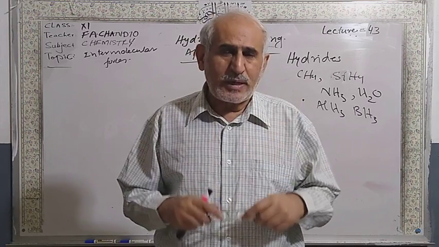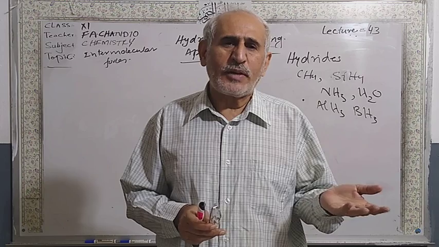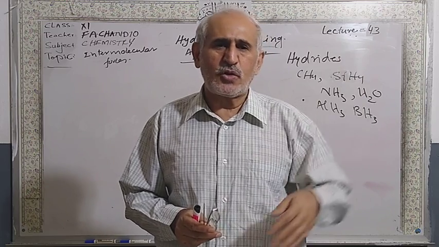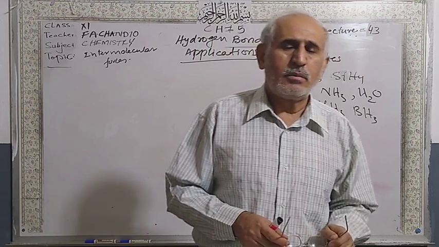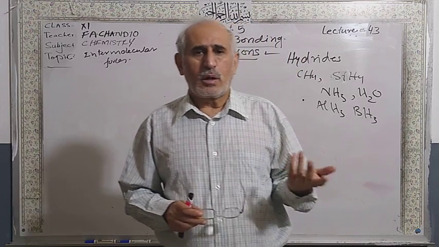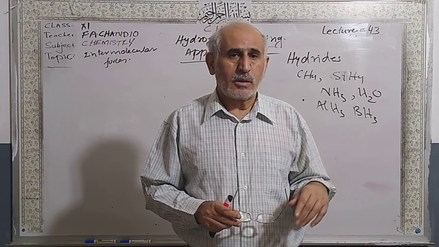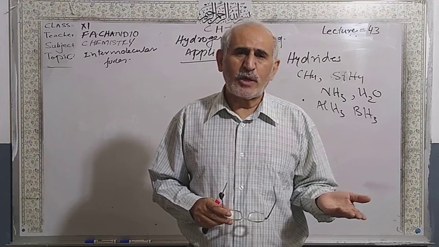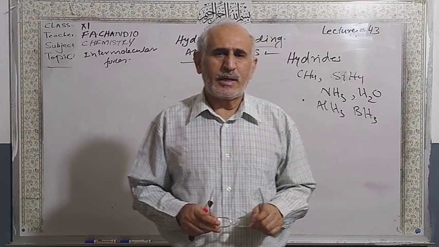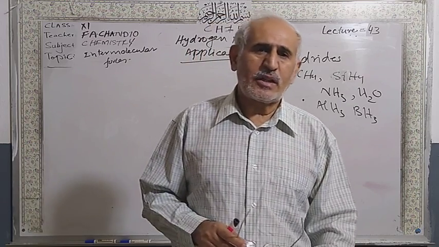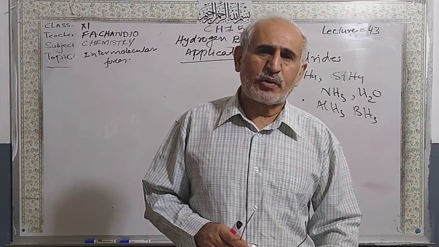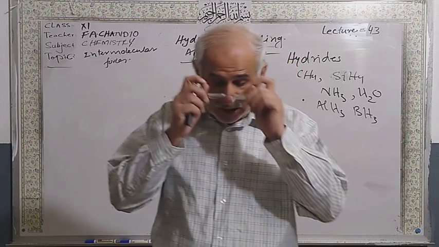So size is going to increase, and there is involvement of d electrons and f electrons as we go down the group. A stronger bond operates between germanium and tin with hydrogen, because size increases and d and f electrons are involved.